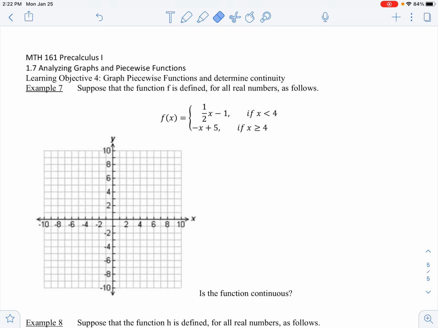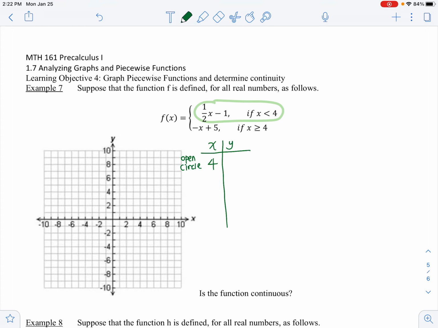All right. Suppose that the function f is defined for all real numbers as follows. I have 2 pieces, so I'm going to graph 2 pieces using 2 different color pencils, okay? So for the top piece, it says if x is less than 4, so what I will start with is I will plot the 4, but with just an open circle. I'm going to plot an open circle at 4 something because it says if x is less than 4. If it said x is less than or equal to 4, then I would plot a closed circle. But because it says x is less than 4, make sure to plot an open circle at x equals 4.